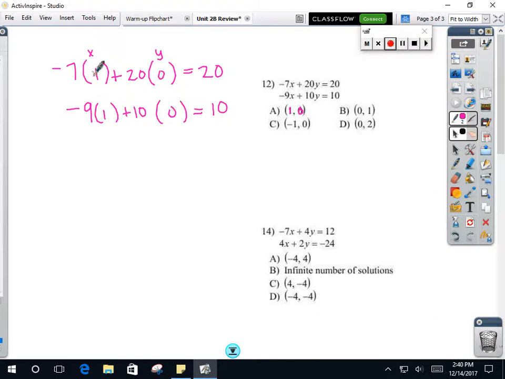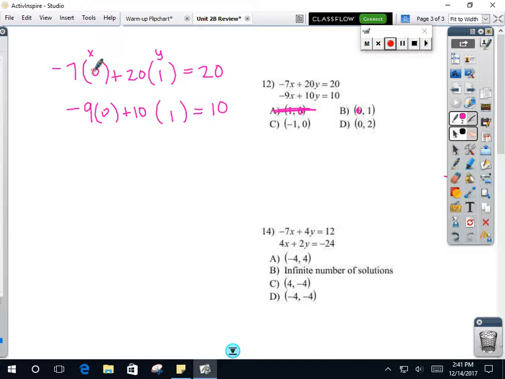What's negative 7 times 1? What's 20 times 0? So is negative 7 plus 0 20? So that lets me know A is not the right answer. So then you would just go to your next choice, which is B, and it says that the x value that's correct is 0 and the y value that is correct is 1.